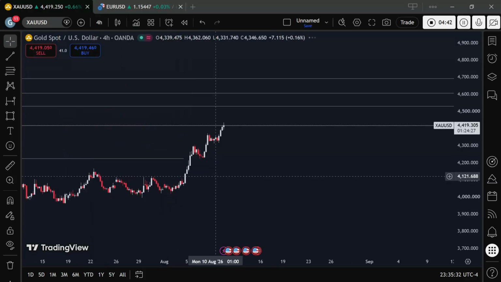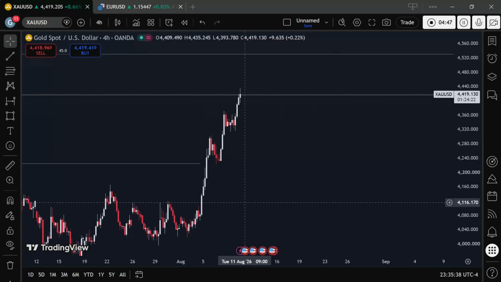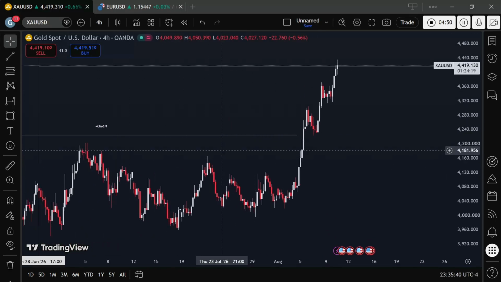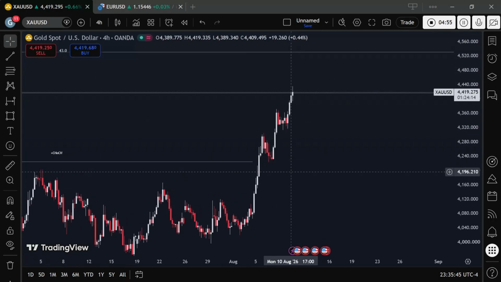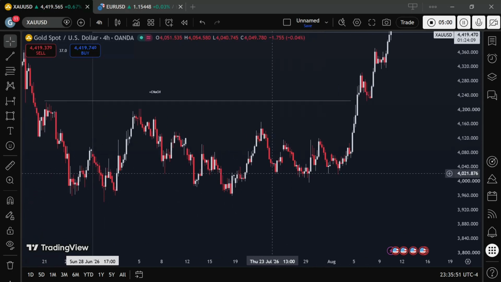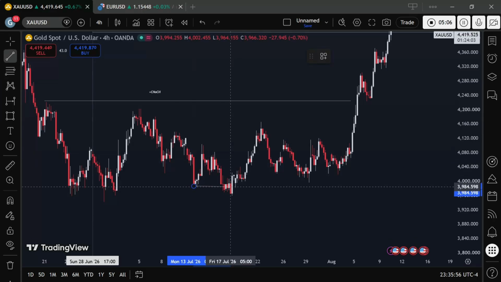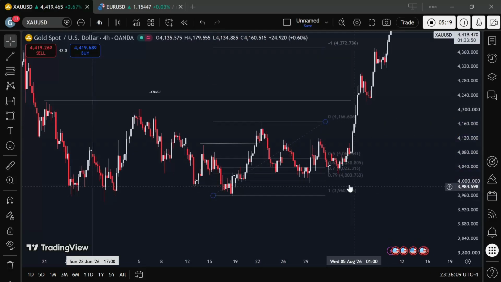Dropping down to the 4-hour time frame, you can see what price has been doing. From the 4 hour time frame, price had a break of structure right here, then a change of character here, and then price traded back to our optimal trade entry, this zone.